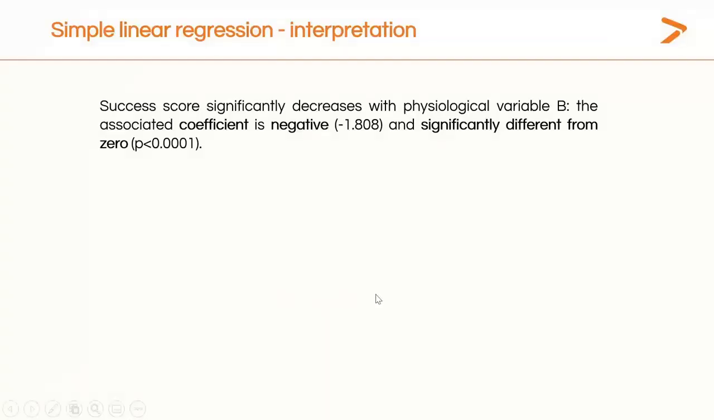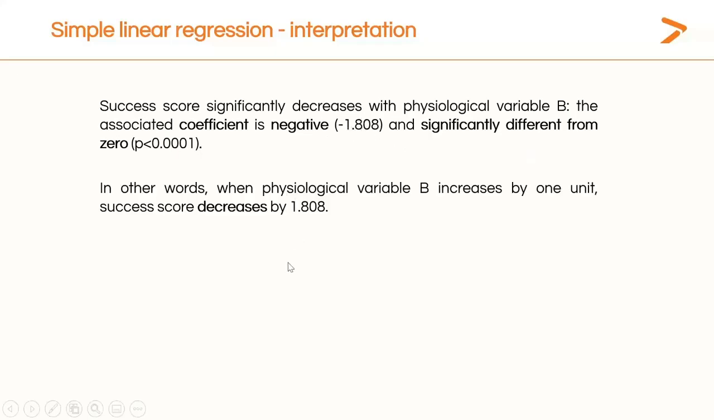So some more elements of interpretation. Success score significantly decreases with physiological variable B. The associated coefficient is negative and significantly different from 0. Now, how to interpret this specific number? In other words, when physiological variable B increases by 1 unit, the success score will decrease by 1.808.